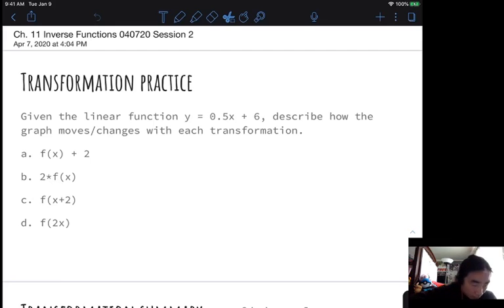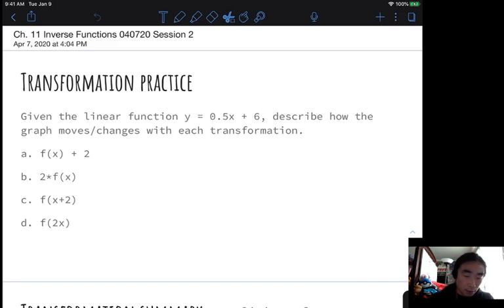So we left off yesterday talking about transformations. That's moving your graphs up, down, left, and right. It's also squishing them or making them wider, changing their shape. That's what I mean when I say transformations.